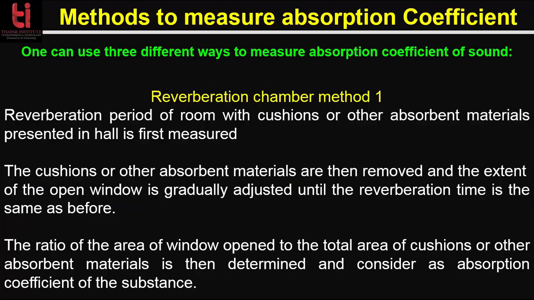So there are actually different ways to measure the absorption coefficient of sound. Here I will discuss three different ways. The first one is the reverberation chamber method. In this case, first we measure the reverberation period of a room with any absorbent materials. Then the absorbent materials are removed and the extent of the open window is gradually adjusted until the reverberation time is the same as before. Now the ratio of the area of the open window to the total area of cushions or other absorbent materials is determined and considered as the absorption coefficient of the substance.